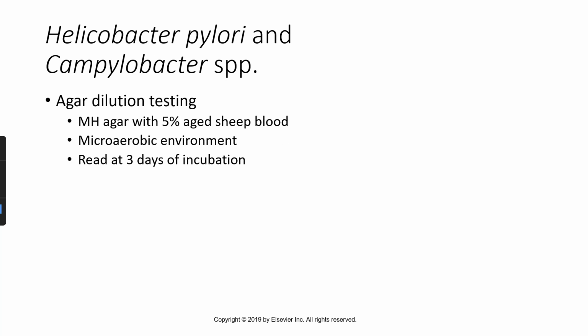H. pylori and Campylobacter. Agar dilution testing is performed. Mueller-Hinton agar with 5% aged sheep blood. Microaerobic environment, and read at 3 days of incubation.